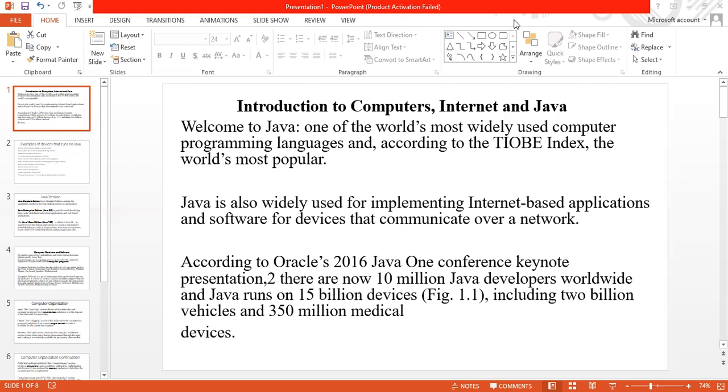Java is widely used for implementing internet-based applications and software for devices that communicate over the internet. Over time, the internet world has made things so easy for us that Java is widely used whenever we want to communicate from one end to another. And over 15 billion devices are being run on Java.